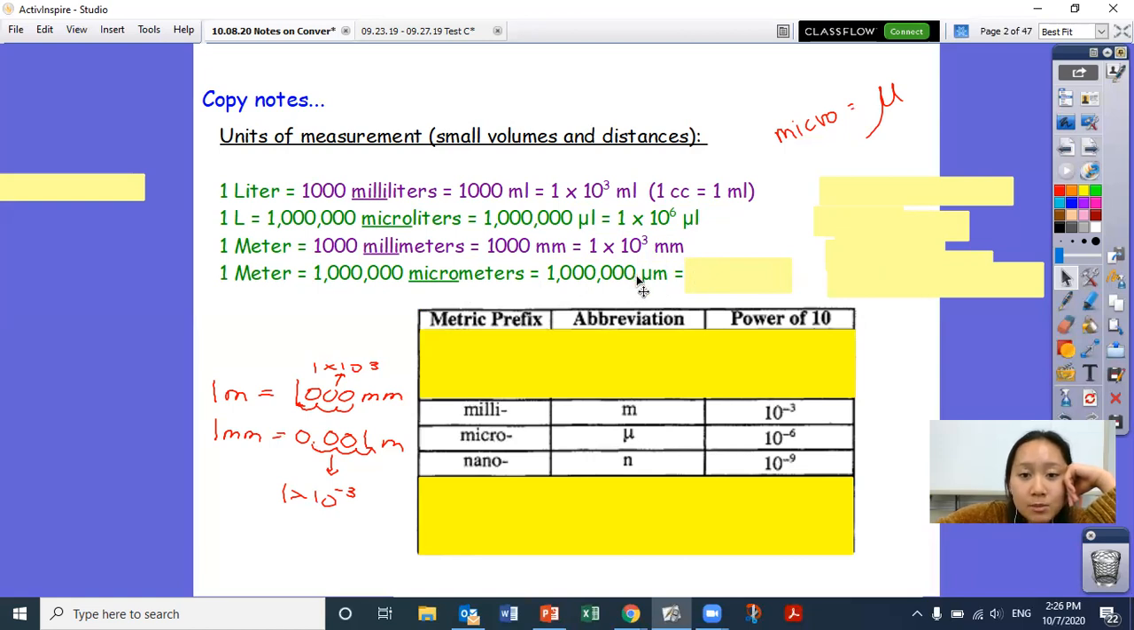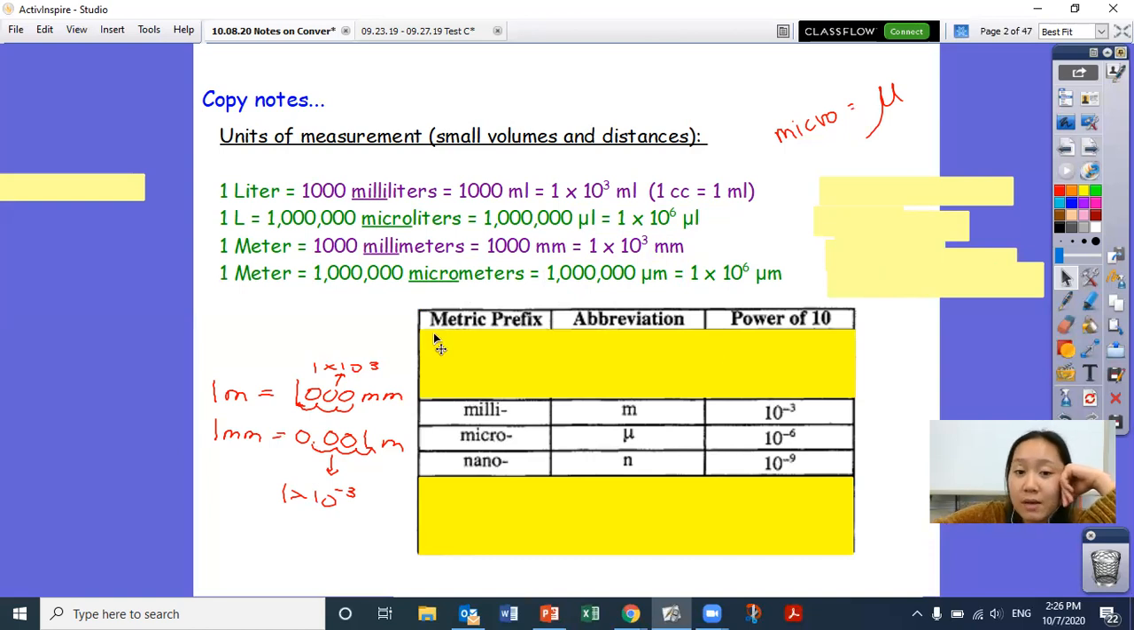And then you're going to take that decimal again and move it 1, 2, 3, 4, 5, 6 behind the first non-zero number. And that would be 1 times 10 to the 6th micrometers. So again, 1 million micrometers equals 1 meter.